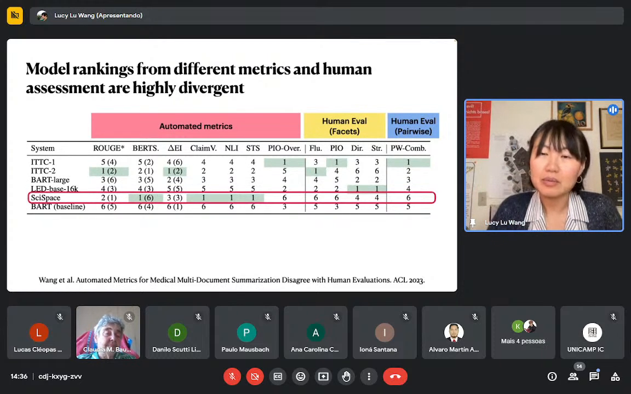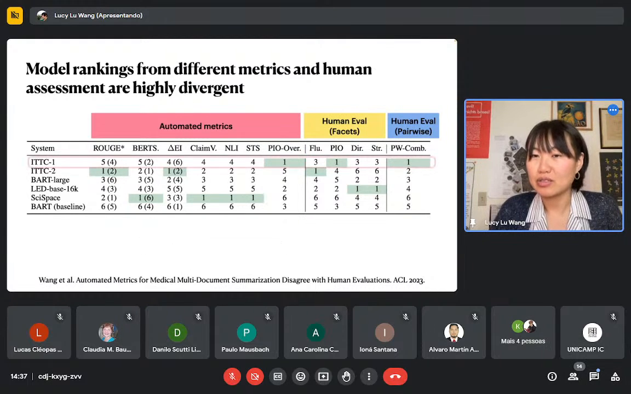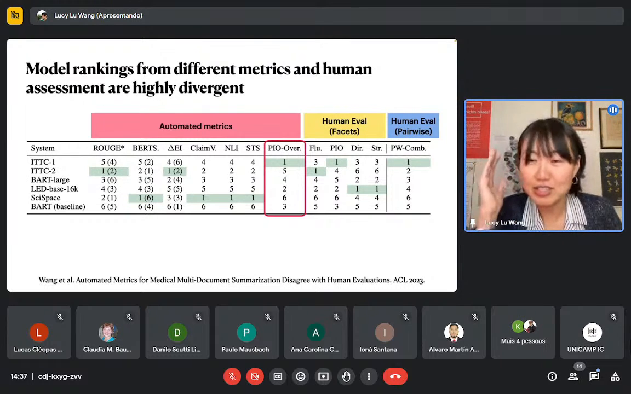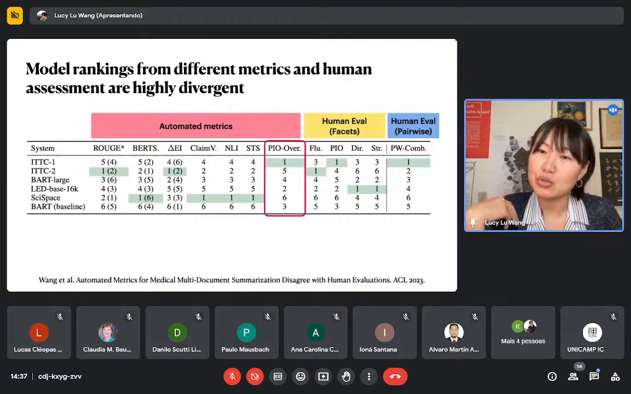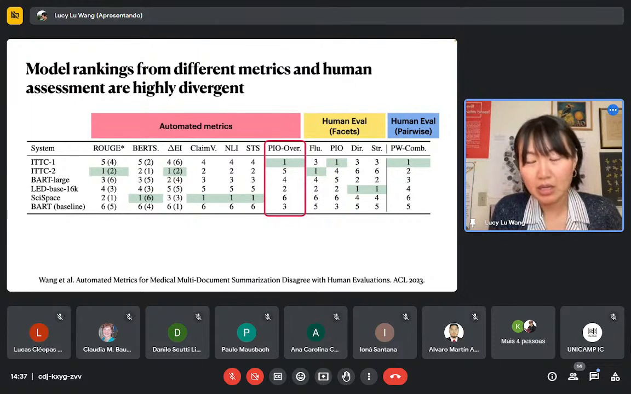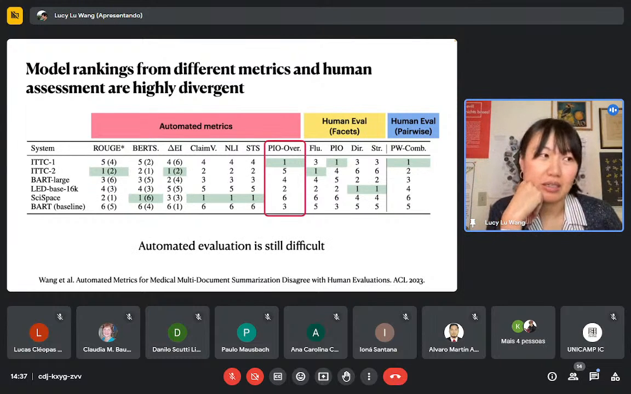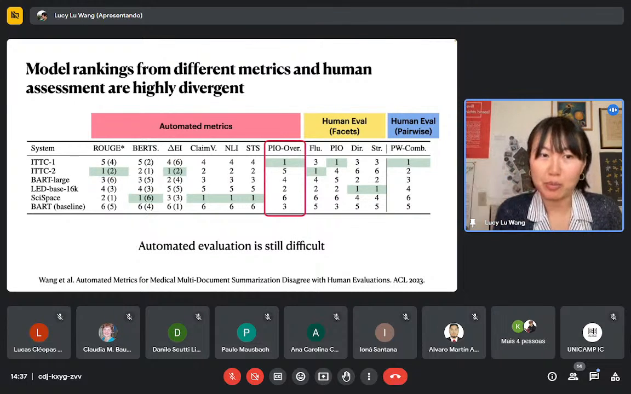Yeah. So some metrics, we found, showed some promise. Something like PIO overlap, which is an entity-centric automated metric, actually aligns quite well with the human evaluation facet of PIO agreement. And that's exactly what we want. We want an automated metric to track really closely to a very related human evaluation facet. But nonetheless, our results suggest that this kind of automated evaluation is still really difficult for tasks like this, where we care about different facets of the output summary.